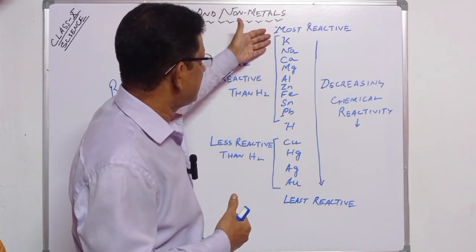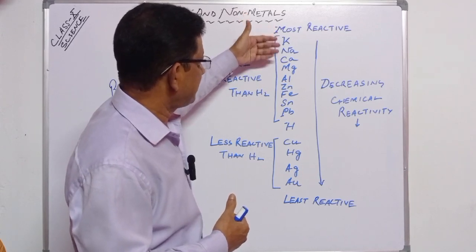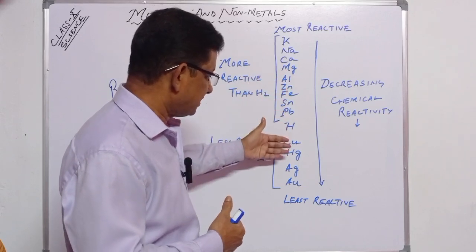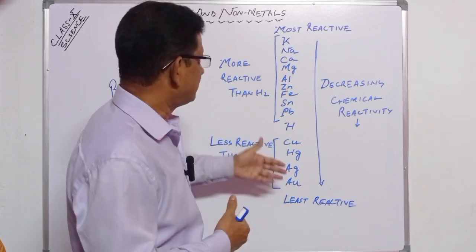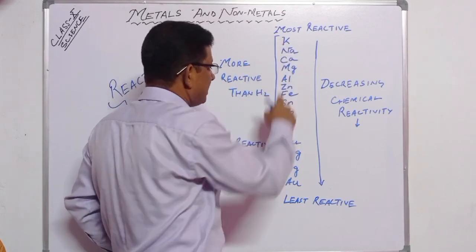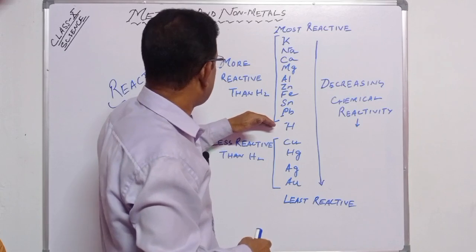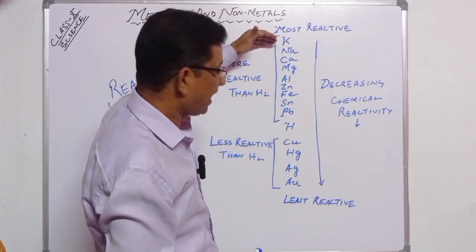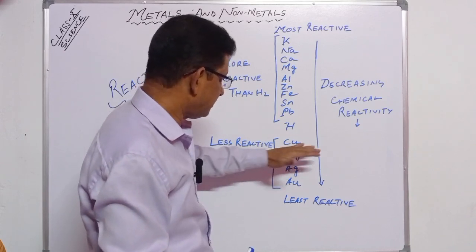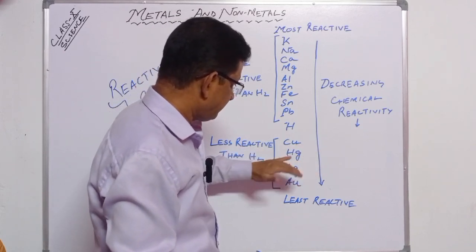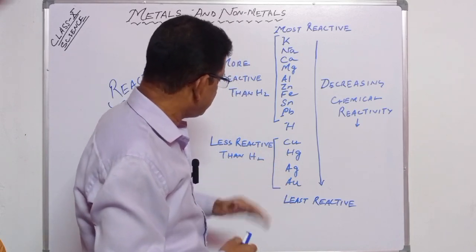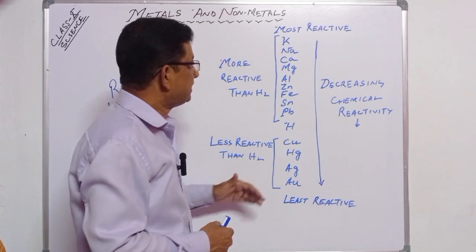The top elements are highly reactive, and gradually this reactivity decreases downward. And these elements from potassium to lead are more reactive than hydrogen. And the rest of the metals, copper, mercury, silver, gold, are less reactive than hydrogen.